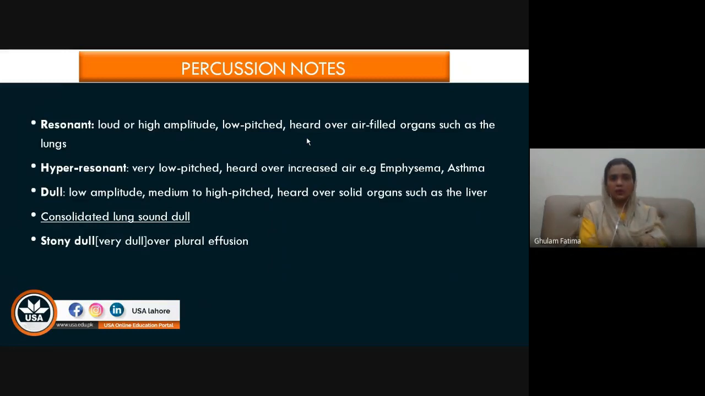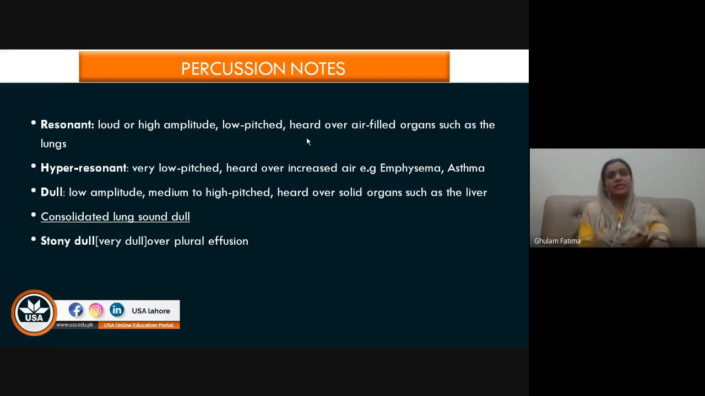Simply, a resonant sound has a low pitch and high amplitude. It means it is loud to listen to, but heavy. So this is called the resonant percussion note, and normal lungs have a resonant percussion note. But if there is underlying pathology, with increased air in the lung as in emphysema or asthma, then the sound will become even higher in amplitude and even heavier. That is called hyper-resonant.